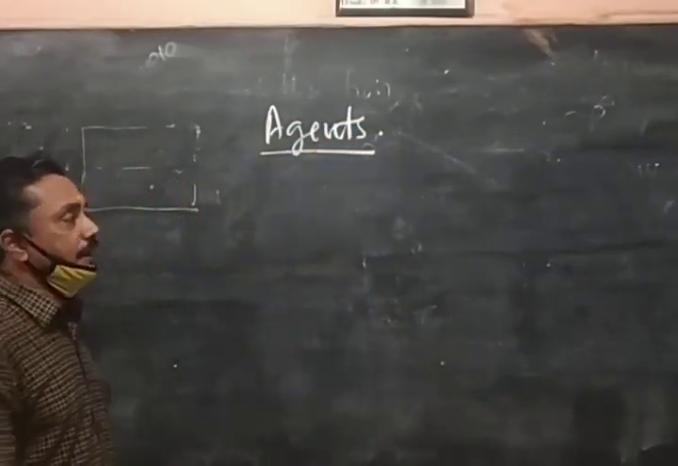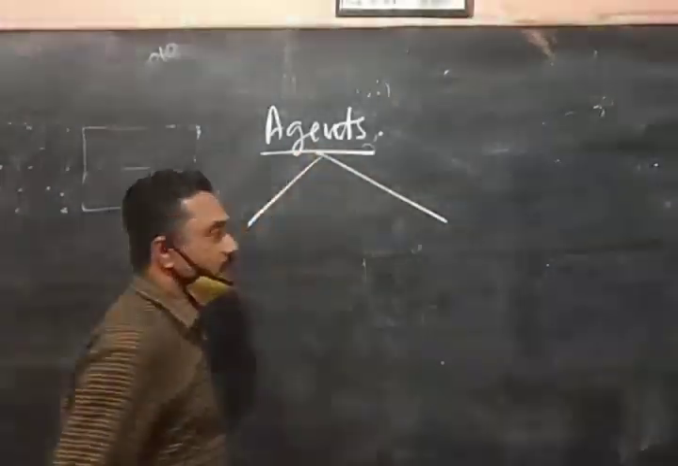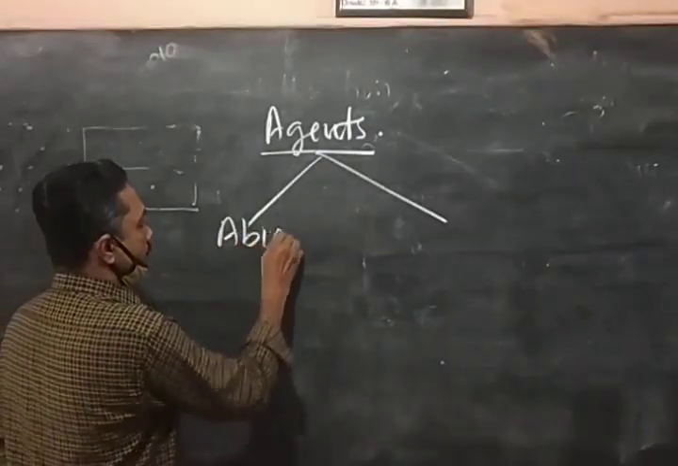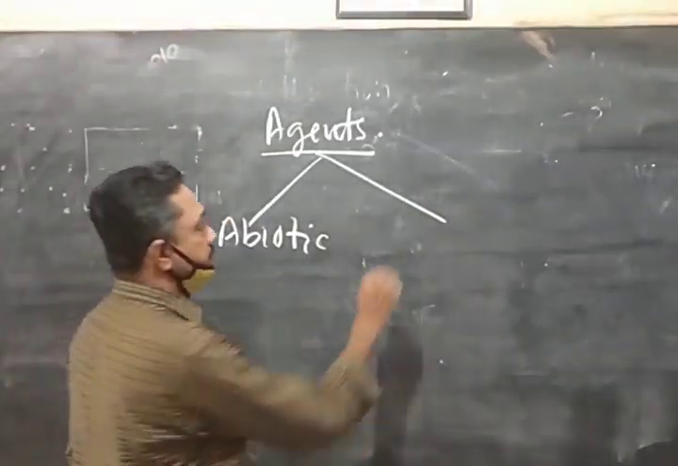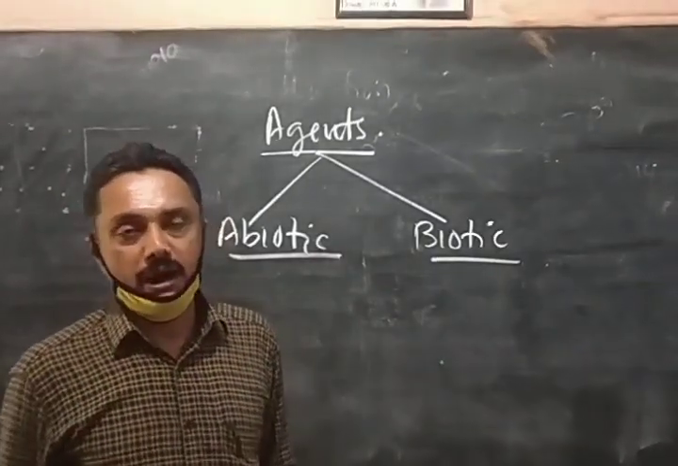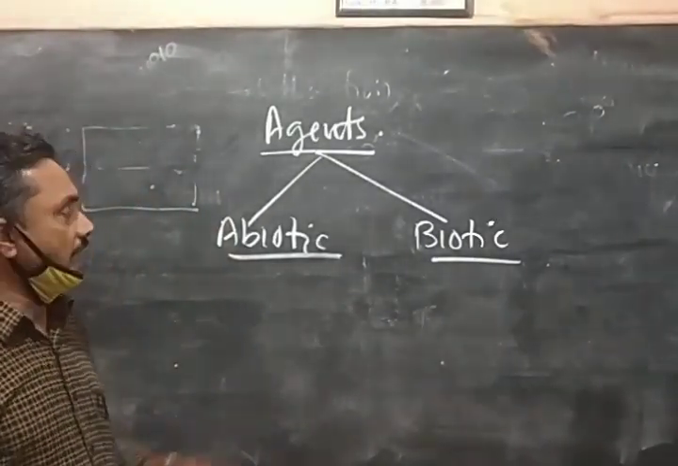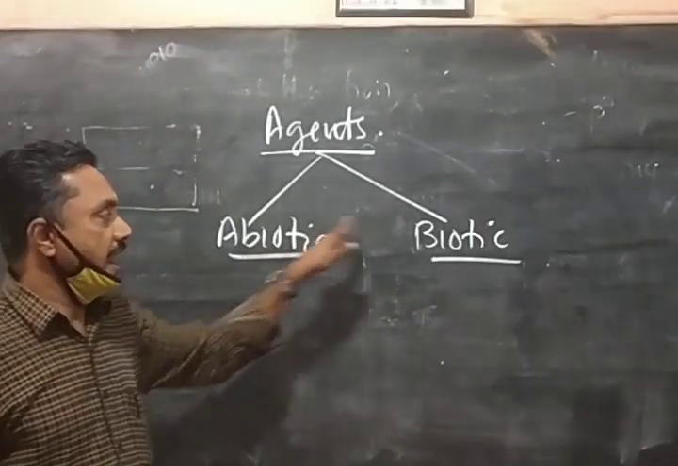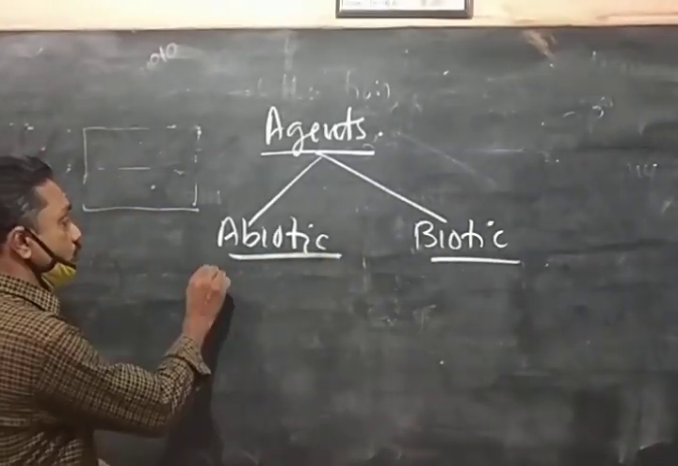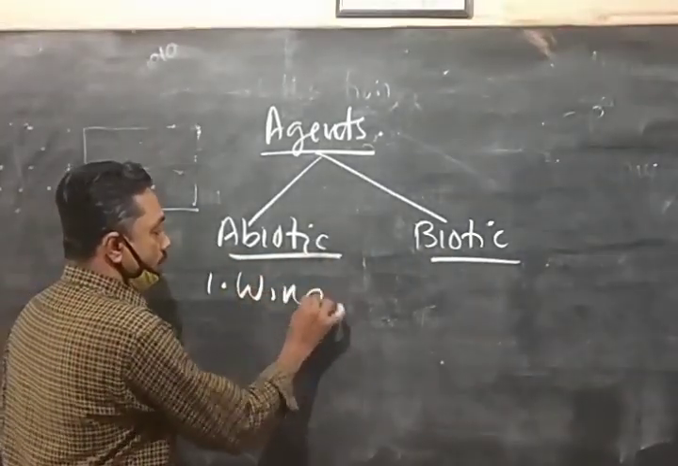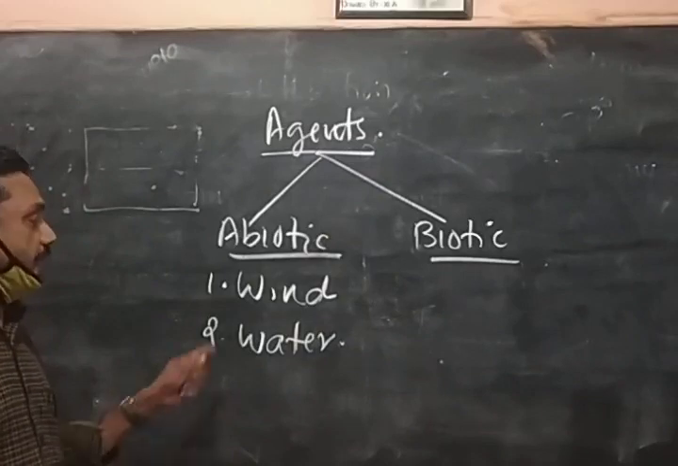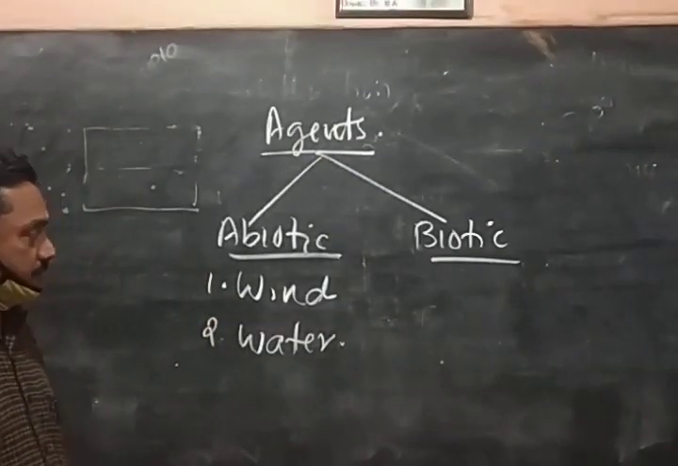pollinating agents can be divided into two categories. The agents which bring about pollination can be categorized into two and called abiotic agents and biotic agents. The agents without life are called abiotic agents. Agents with life are called biotic agents. And abiotic agents are of two types. One is called wind and the second is called water. Wind and water are the main abiotic agents.